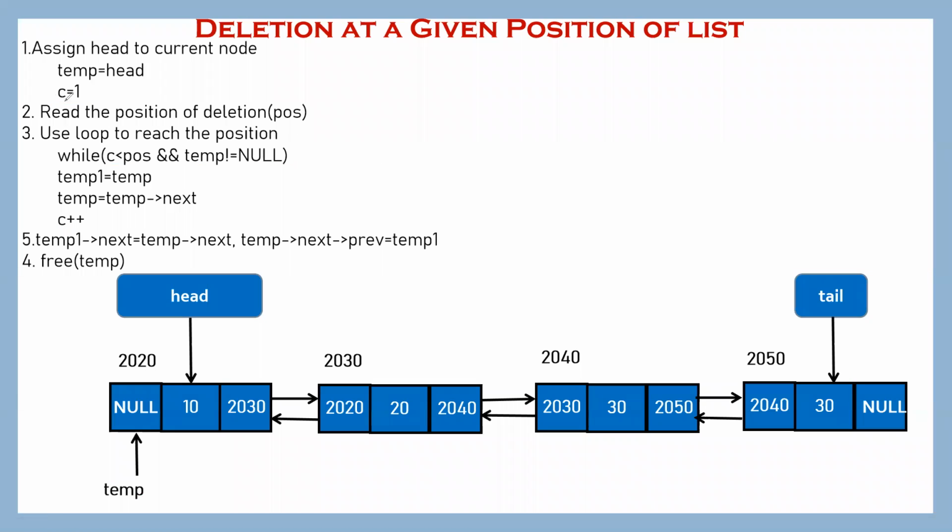Now let us see what is the value of C, 1. So 1 less than position, that is 3. So according to our condition, true. So temp1 will become temp. Temp will point to the next node, that is 20. So here this is temp and this is temp1.